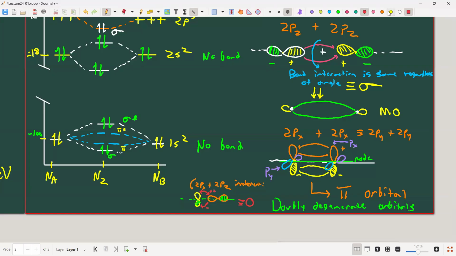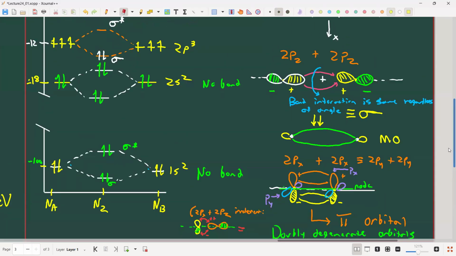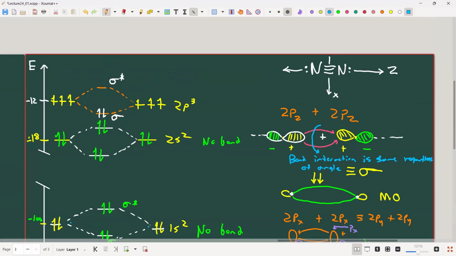And now we can fill in our sigmas. We have 4 electrons left, so they just slip into the pi orbital. Oh, sorry, I put these in the wrong place. Let me go back. This is the 1s. So these are in the 2p's. I apologize, I didn't know where I was looking. All right, let me put these up here. There we go. And these are our pi and pi star.